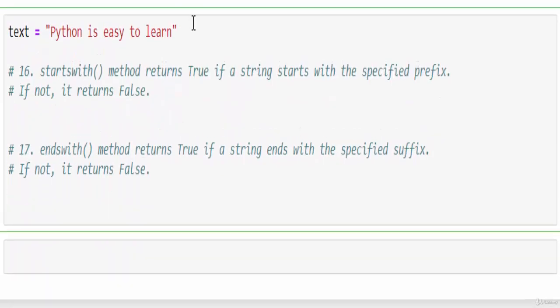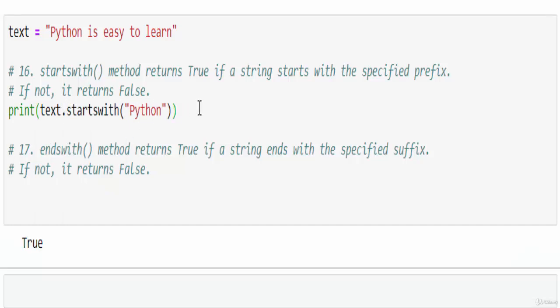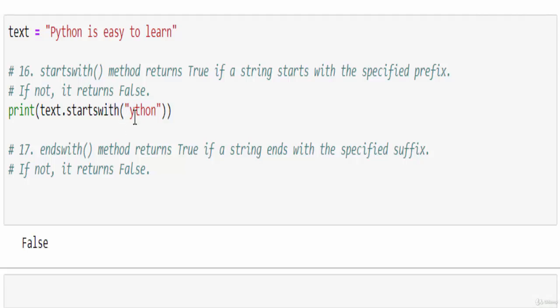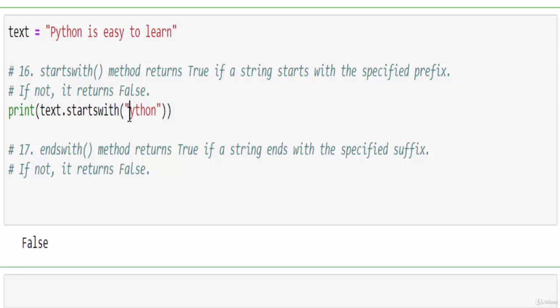Another search function: the startswith and endswith methods. We have a text: Python is easy to learn. I want to verify whether the string starts with the specified prefix. Print text dot startswith. I want to verify whether it starts with Python or not. Just run it. Yeah, it starts with Python. That's why we got true. In case you give some other value, you'll get the false statement.